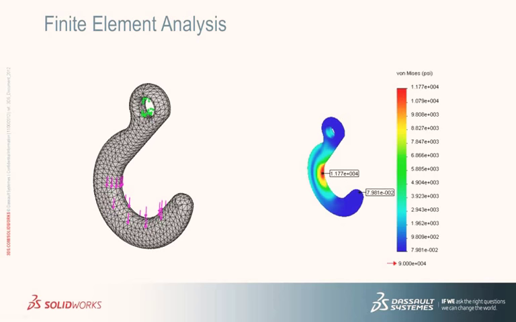For example, it allows you to visualize where your product bends or twists and indicates the distribution of stresses and displacements.